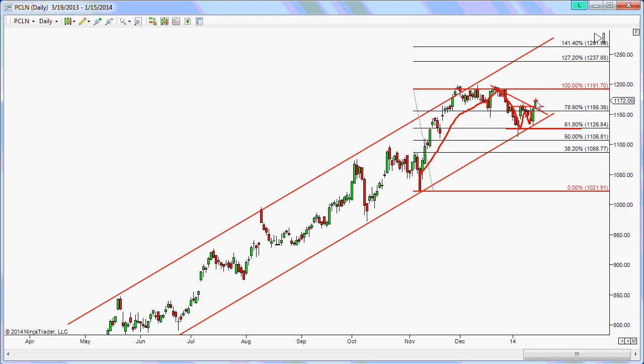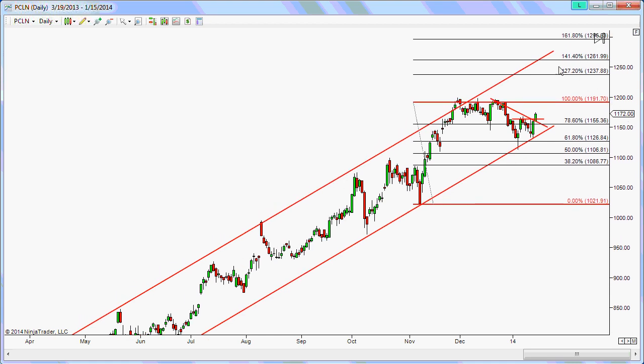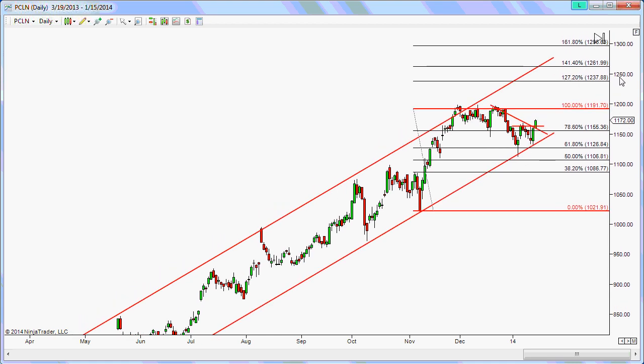Now it's breaking out, so essentially we're looking for this to retrace at least back up to this 100% point, which would be 1191, 1192. If we break that level, we're looking at this 127 as the initial target level, which would be 1237, 1238. And if we're lucky enough for this to continue to run, it could come up to this 141 extension, which is 1261, 1262. So for all intents and purposes, you could call this 1240 and 1260, and in the middle we could say 1250, right?